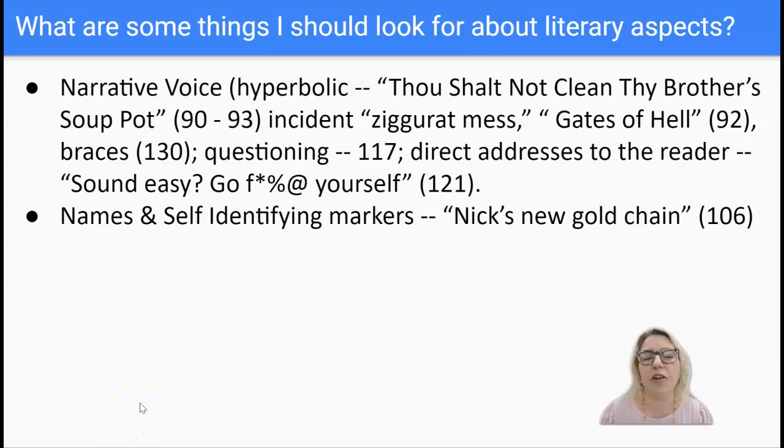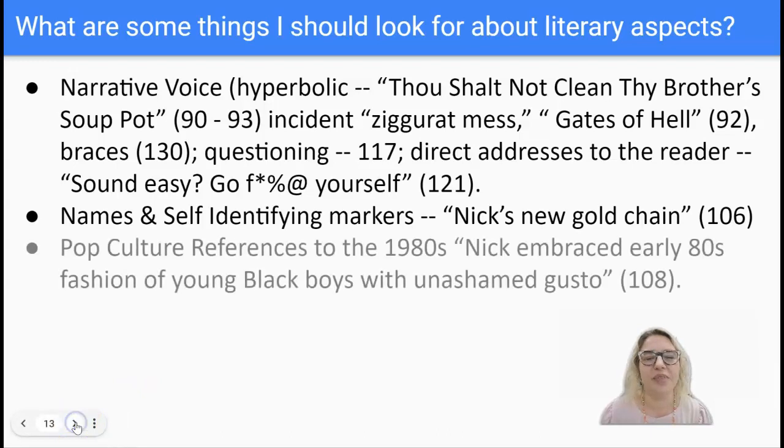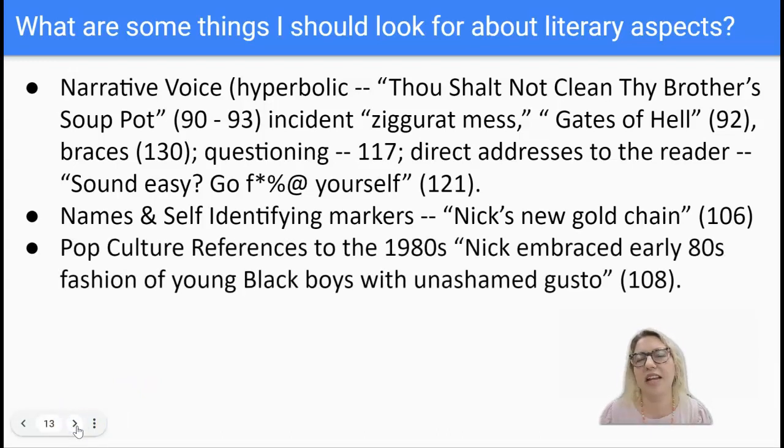Names and self-identifying markers come up. Nick's new gold chain: his old gold chain was a 2-inch Nick in gold and fake diamonds, right? His new chain says Big Nick in 2-inch letters. Pop culture references to the 1980s. There are some great ones having to do with Nick again, and you could take a look at that on 108, 109, I think.